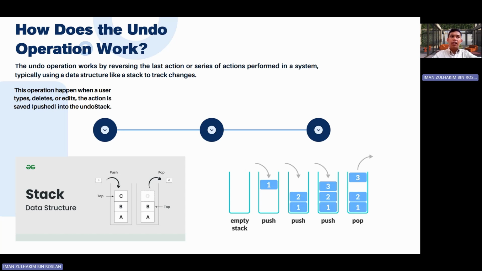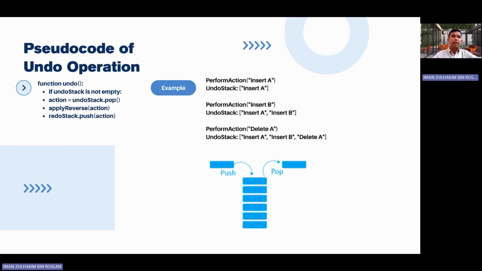Next, I will give you an example of how undo operates. Let's take a simple example with three actions. When you insert A, it goes into the undo stack. When you insert B, it is also added to the undo stack. When you delete A, it is also added to the undo stack. Now the undo stack looks like this: insert A, insert B, and delete A. The most recent action, delete A, is on top.